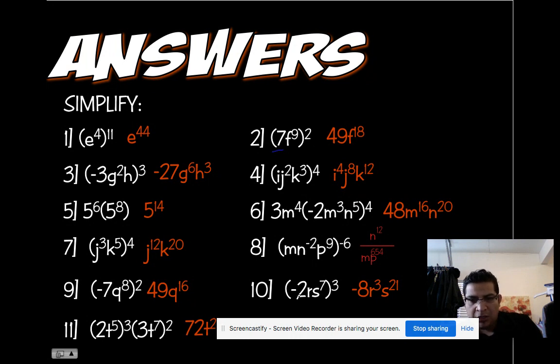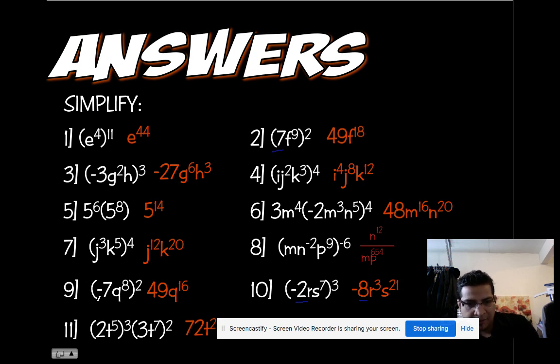And I'm going to do one more, like number 10. There's negative 2 here. You have negative 2 raised to the third power. Keep in mind that because you have an odd exponent, you're going to end up having a negative number outside here. So negative 2 times negative 2 times negative 2 will be negative 8. The r is just 1 times 3 is 3. 7 times 3 is 21.